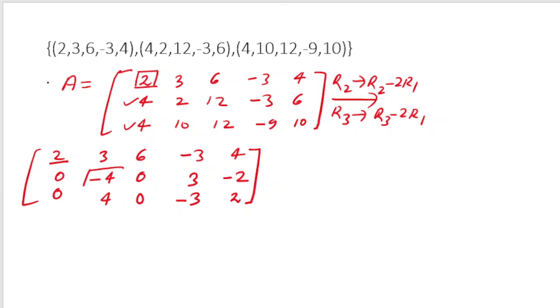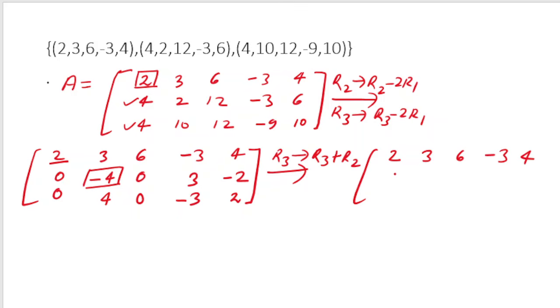I am going to fix this element and make every other element below this 0. So this is very simple. We don't have to think much. We can replace the third row R3 by R3 plus the second row, that is R2. So what will I get? I will get 2, 3, 6, minus 3, 4, 0, minus 4, 0, 3 and minus 2, and here I will get 0, 0, 0, 0 and 0.